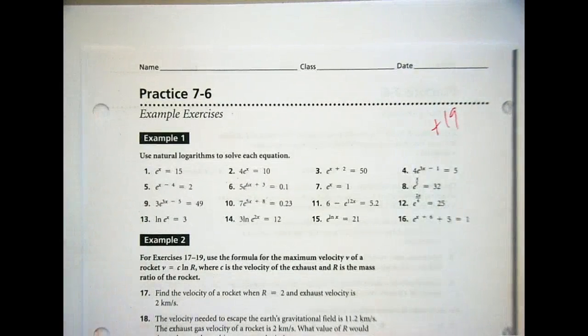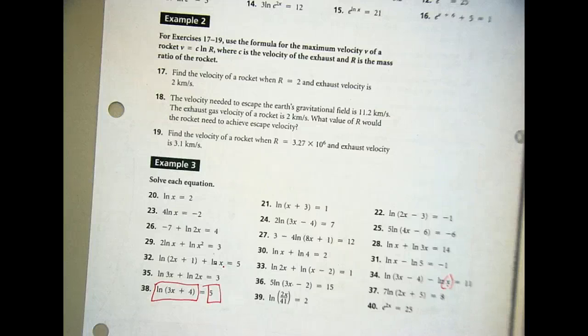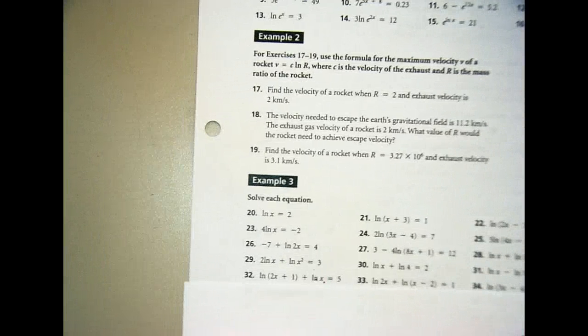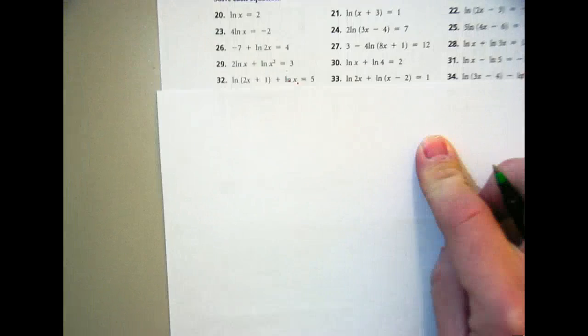All right, so 7-6 example side generally has some pretty good questions on it. So let's try 32. That's one of the questions we generally have. All right, 32.